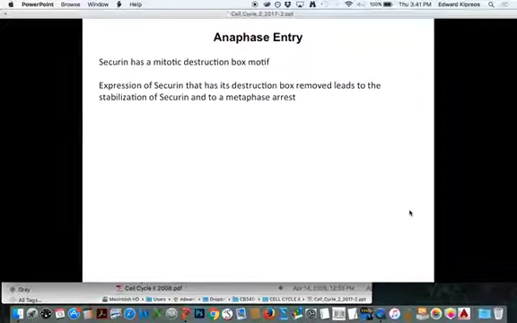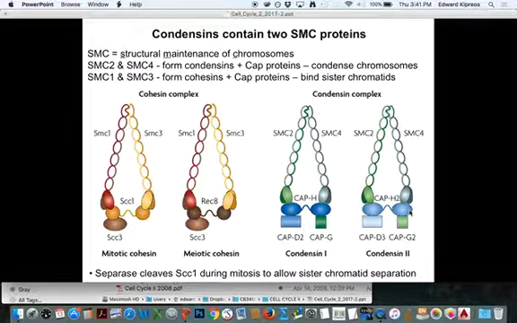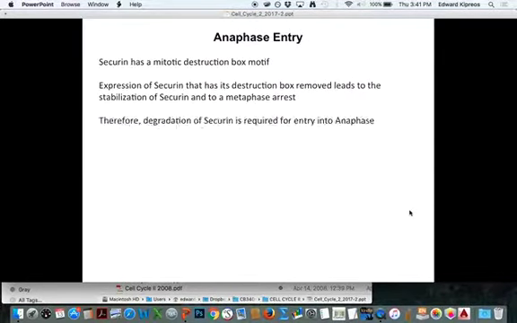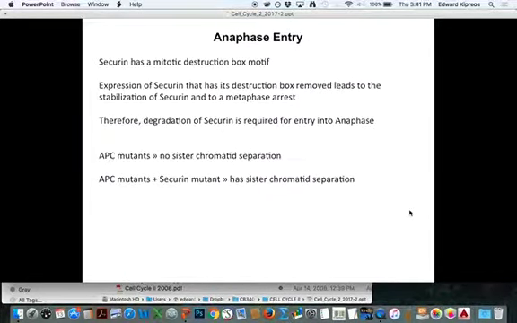So that's going to lead to a metaphase arrest. And that makes sense, right? So basically, if securin can't be degraded by APC because it doesn't have a destruction box, it'll just hang on to separase. Separase will never get active, and you're not going to separate the chromosomes. So you're going to rest at metaphase with the chromosomes together. Okay, if you have APC mutants, you're not going to have any sister chromatid separation. That makes sense too, right?